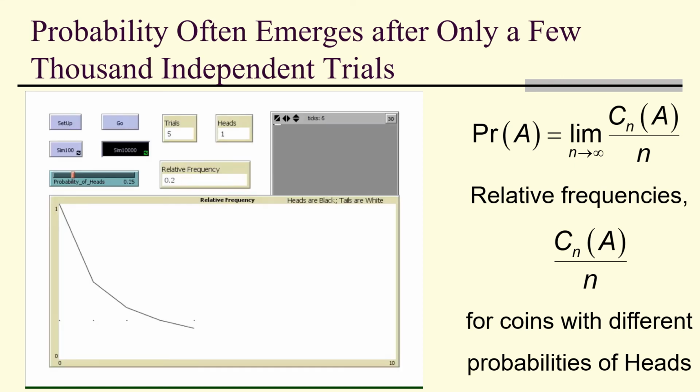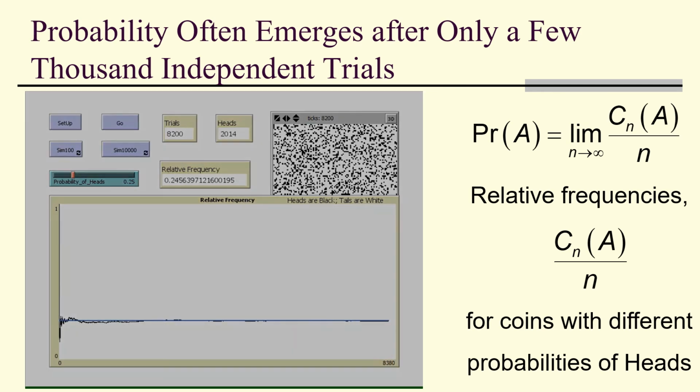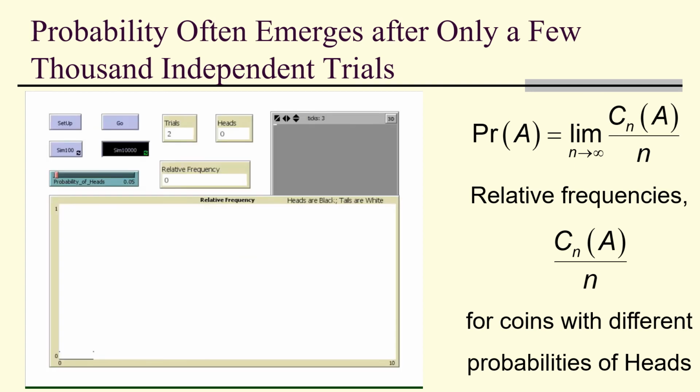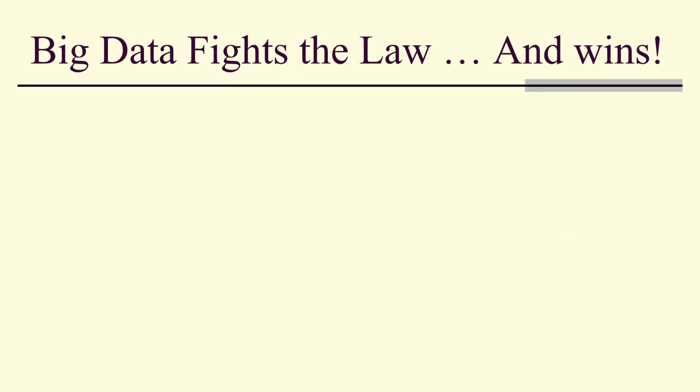So what if the probability of heads is 25%? Again, the sample means don't look close to the theoretical probability of 25% at first, but in the limit, we get there. Even for a very small percentage of heads, where it takes a long time before you actually get one head, in a relatively short period of time the relative frequency again converges to the theoretical probability. So big data fights the law and wins.